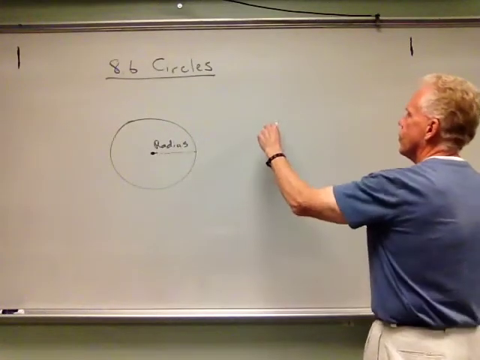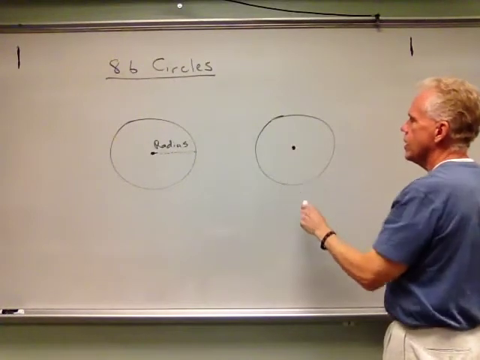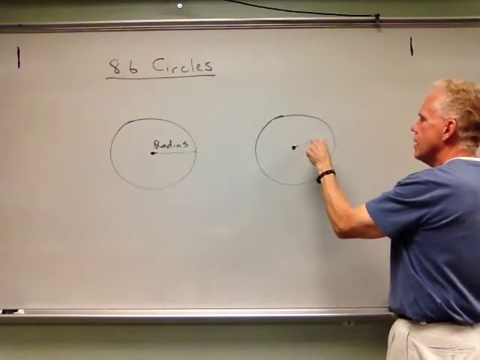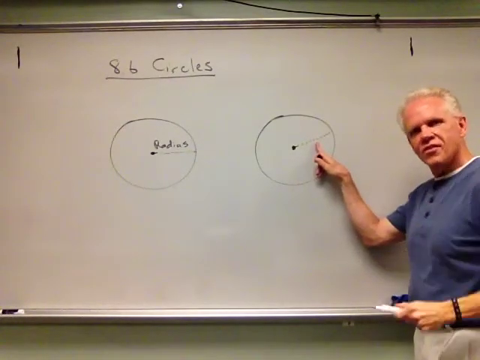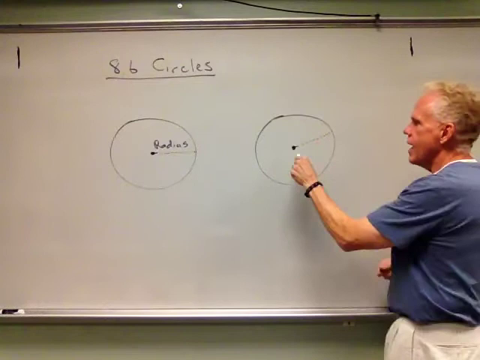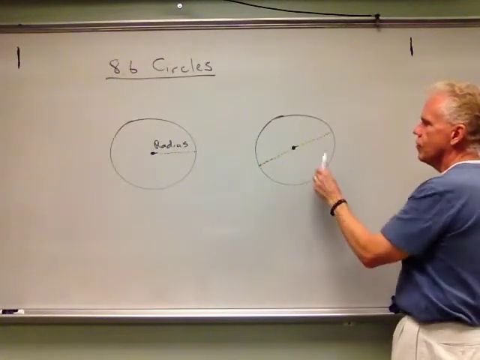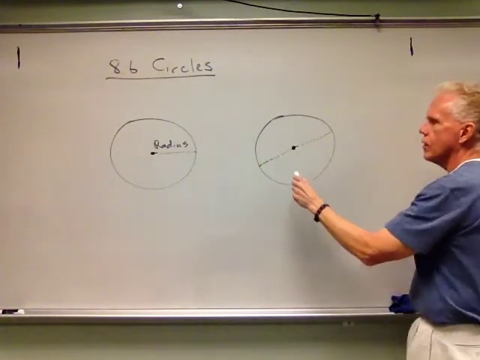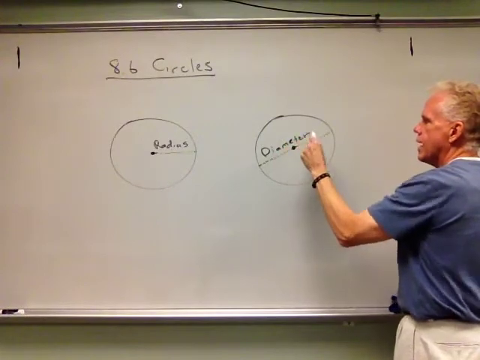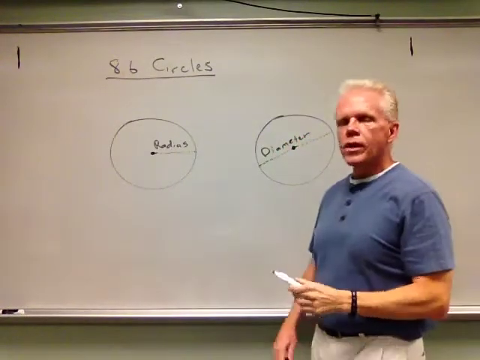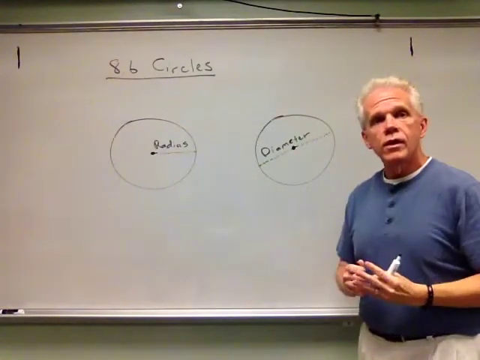Alright, let's draw another circle. Now, this time we're going to have a center like always, but this time instead of stopping at halfway, what's that called? Yes, the radius. This time instead of stopping at halfway, we're going to say, hey, we went all the way across that circle. Instead of halfway, we're going all the way across the circle, and we call that the diameter. Diameter.